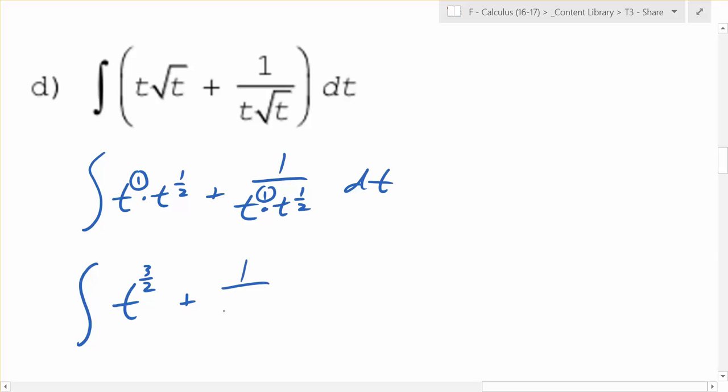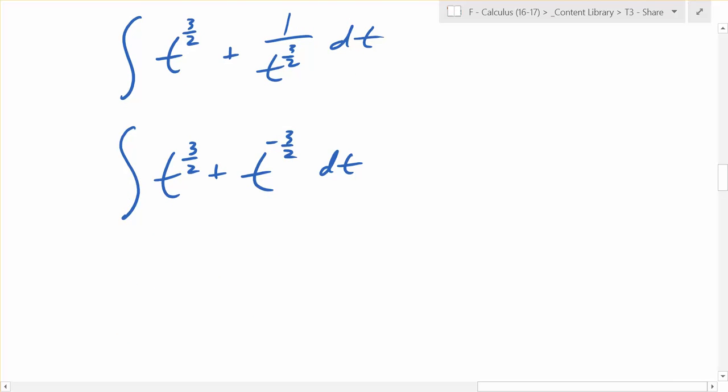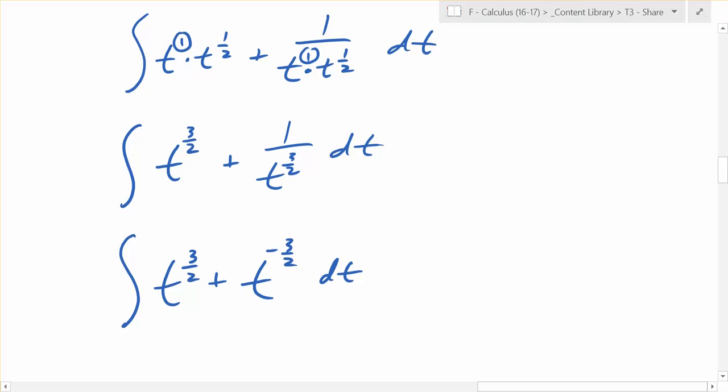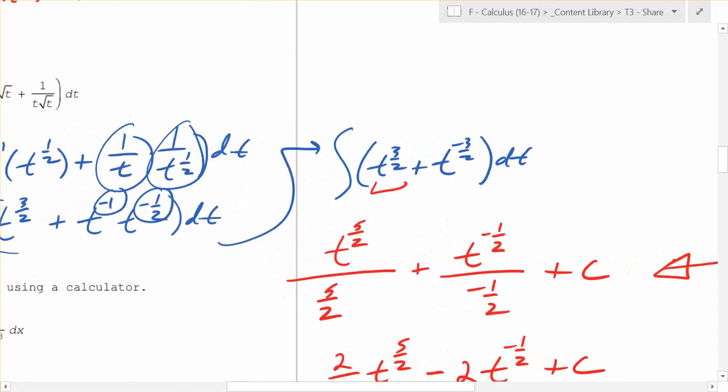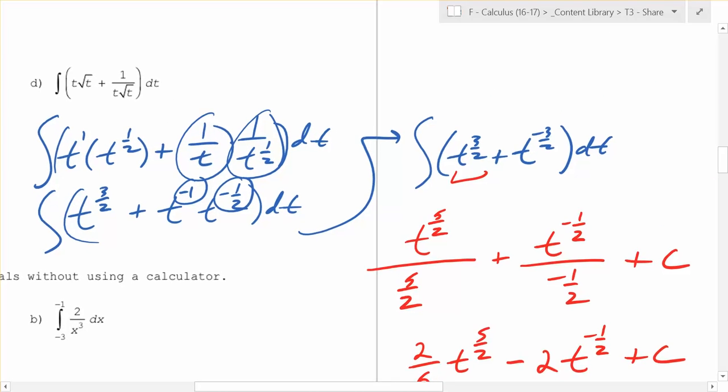Plus 1 over t to the what? dt, right? What's 1 over t to the 3/2? That's t to the negative 3/2 dt. Now you can just integrate both of those, right? That made it look so much simpler than all the steps that I did out separately. I kind of broke it up a little bit. Is it the same exact thing? Yeah, it is the same exact thing.